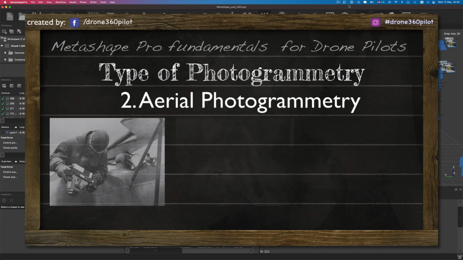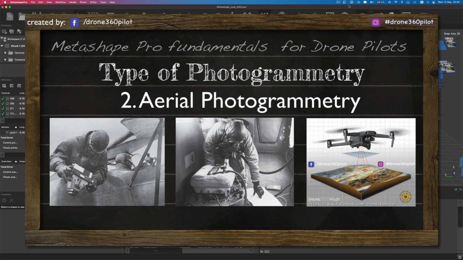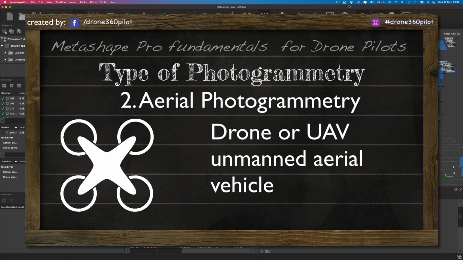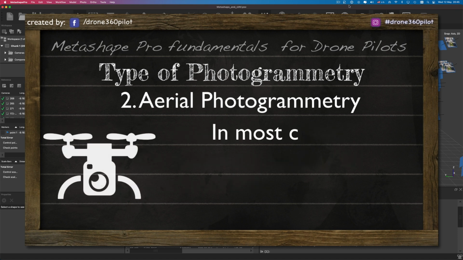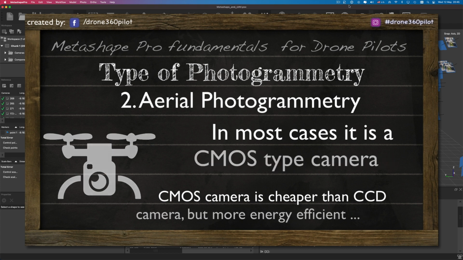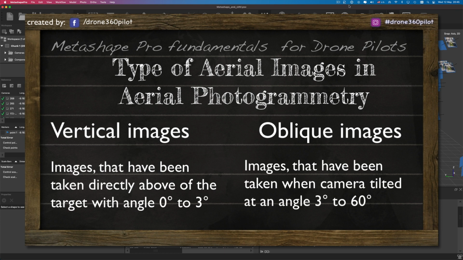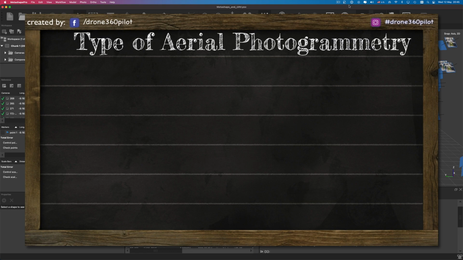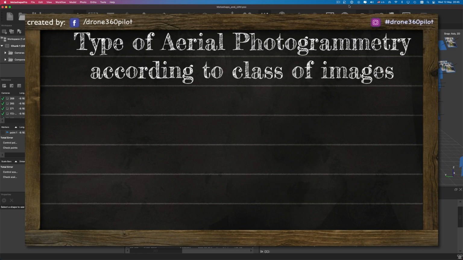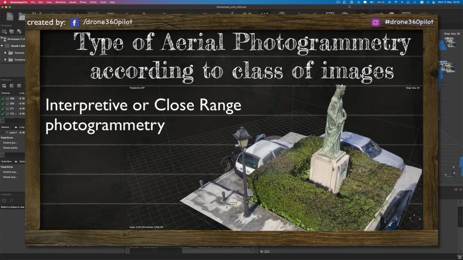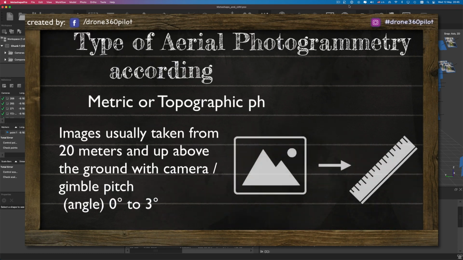Aerial photogrammetry is another branch of photogrammetry where the camera is mounted on an aircraft, in our case a drone. So it means photos are taken from the air by a special camera attached to the drone. As a result, we will get two types of images from our drone flying over the area, with camera orientation vertical or oblique. Let's have a close look at types of aerial photogrammetry. Aerial photogrammetry, according to the shots, can be divided into two subcategories: metric or topographic photogrammetry and interpretive or close-range photogrammetry. Let's start with metric or topographic photogrammetry.